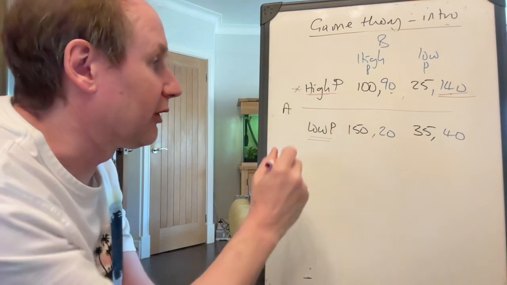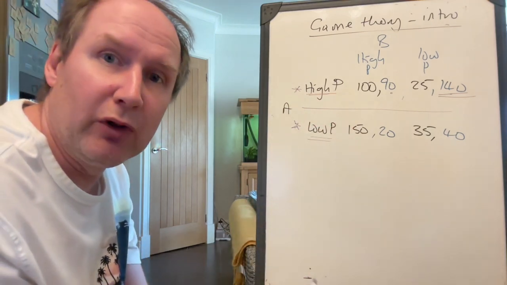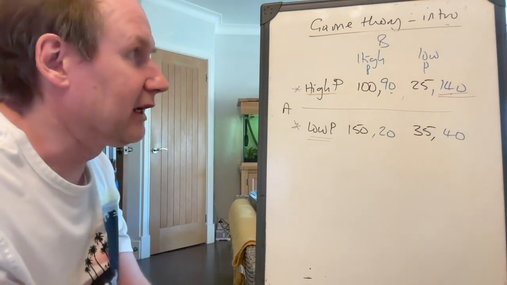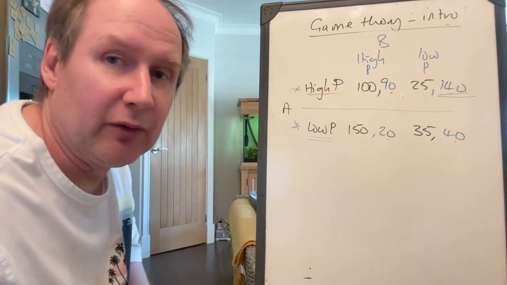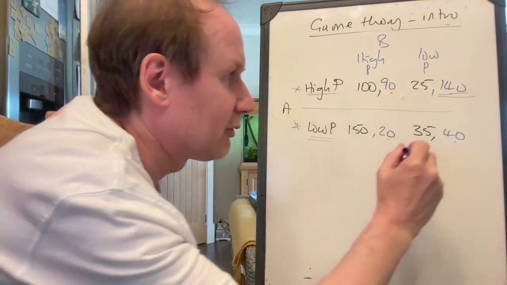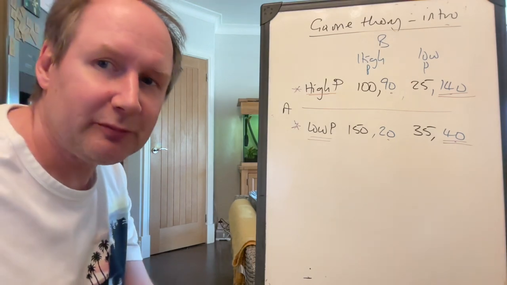We now move on to another one and ask, what if A plays low? Let's look at the other row of A. Again, we ask, how will B respond to that? B has a choice. They could play high and get 20, or they could play low and get 40. 40 is better than 20, so we can put a double underlining there.